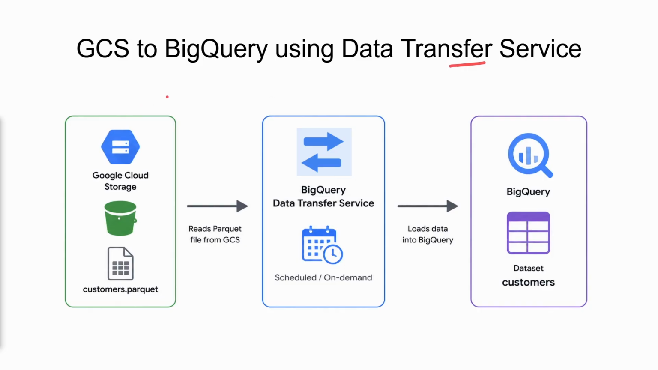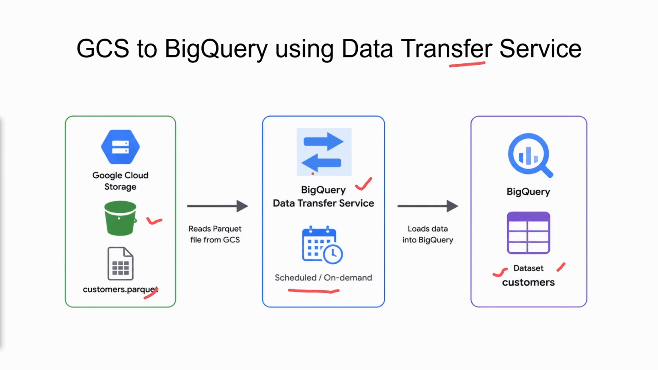In this example, we'll load a Parquet file from a Google Cloud Storage bucket into a BigQuery table. Here you can see all the data reading and loading part is handled by BigQuery Data Transfer Service. We just configure the job with our source information and destination information and schedule it, and the rest of the thing is handled by Data Transfer Service.